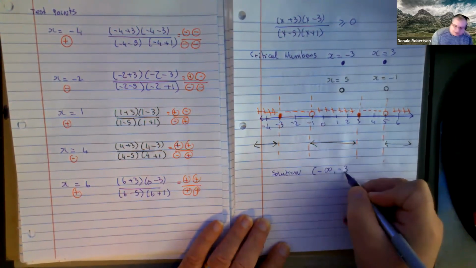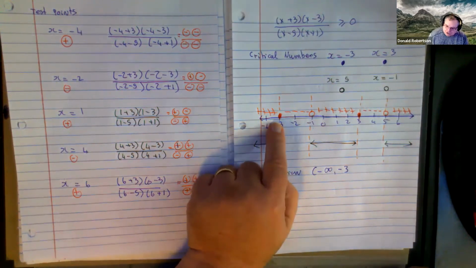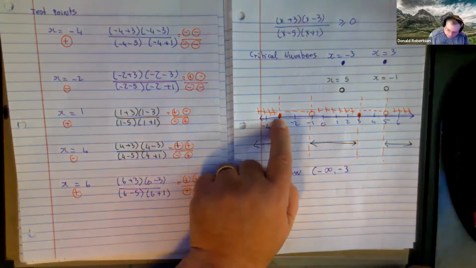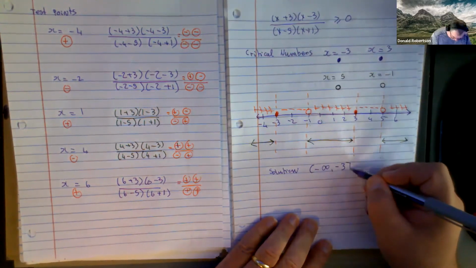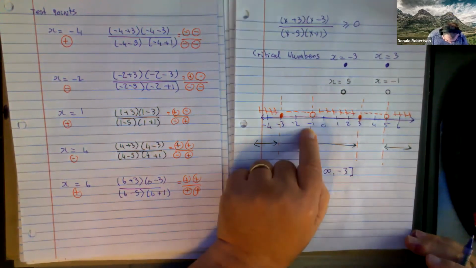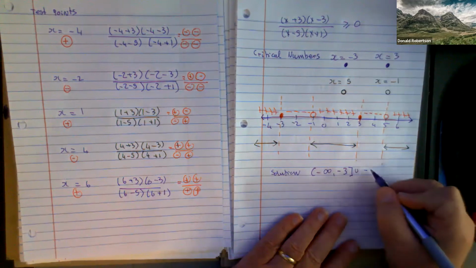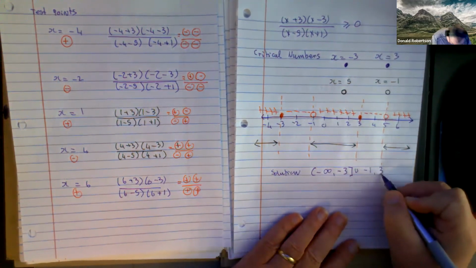Anybody less than -3, I should say. Now, can -3 be a solution? Are you allowed to use -3? And it's a solid dot, which means you are allowed to use it. Now, we have a -1, x is -1, to 3. So we have a union, we have a -1, and we have a 3.